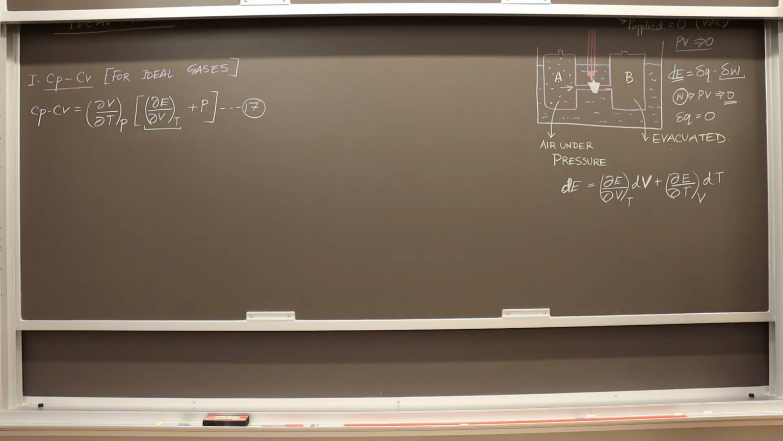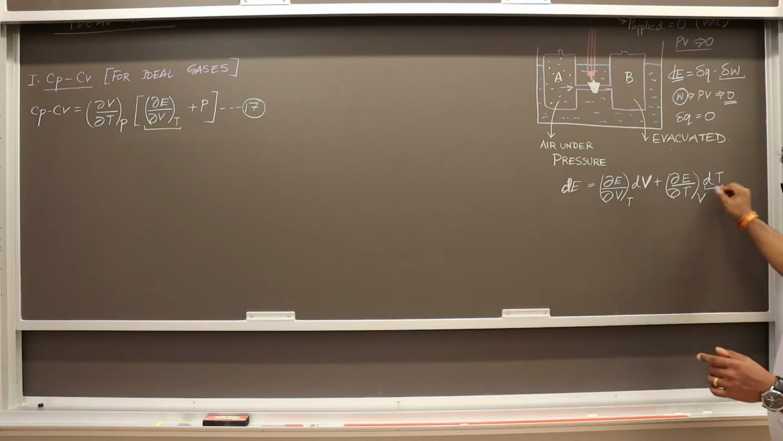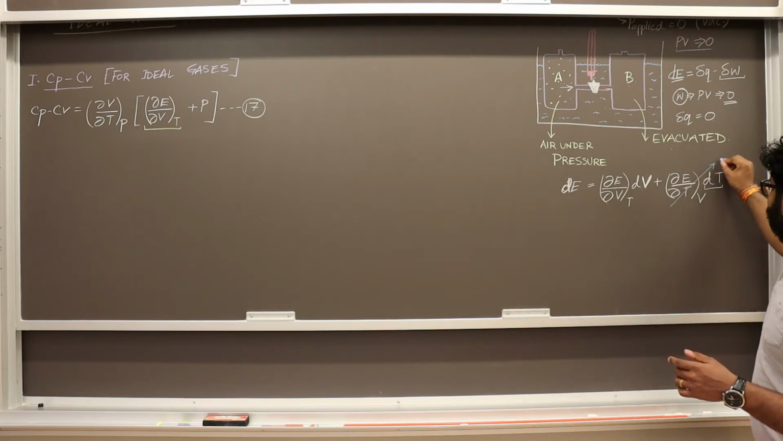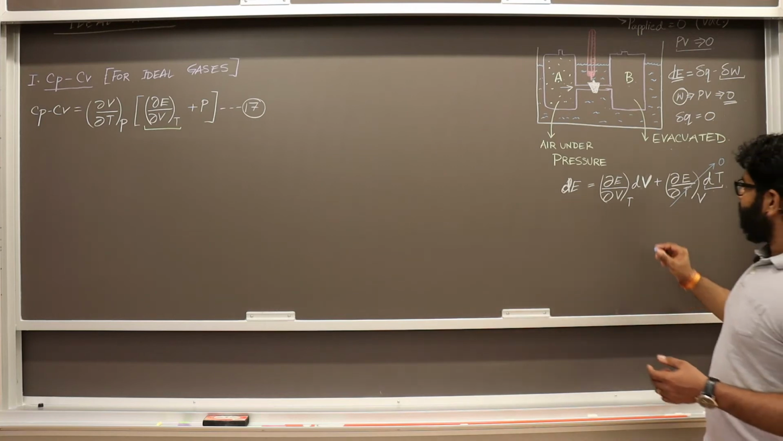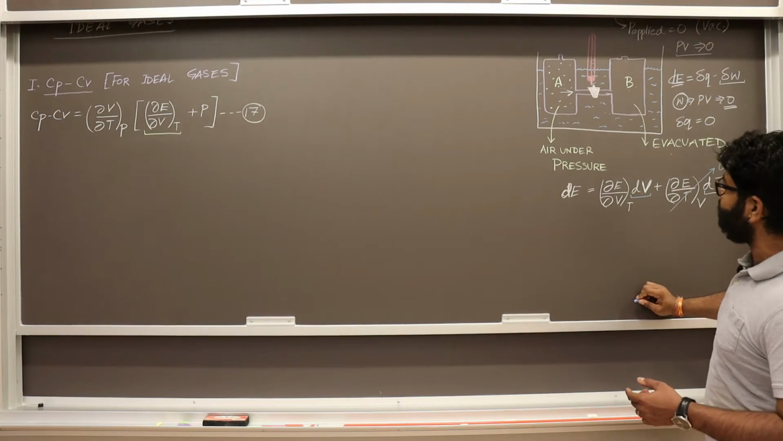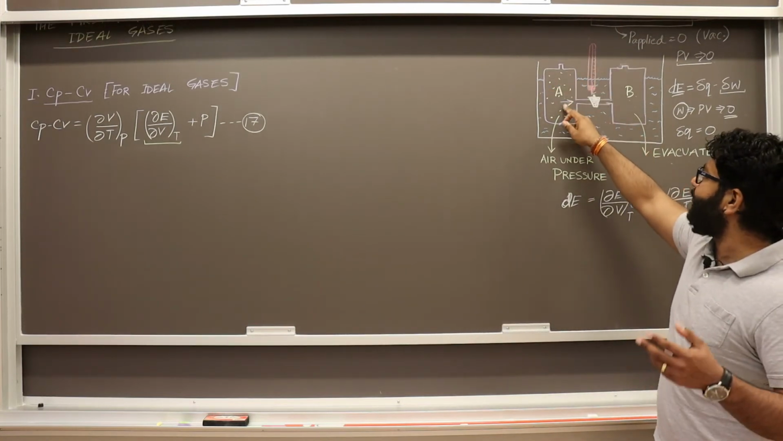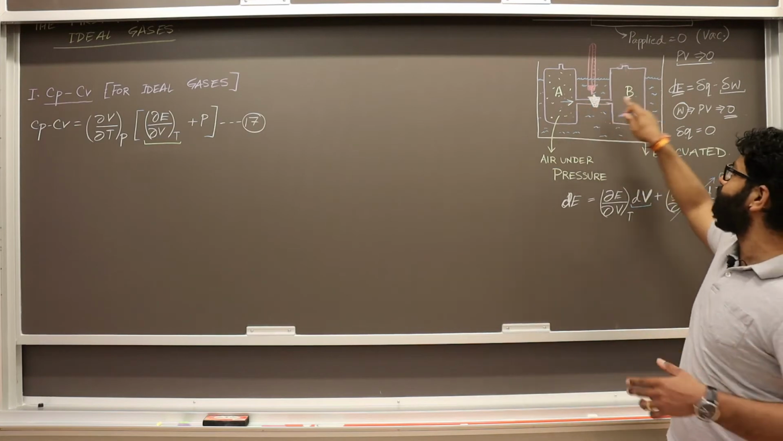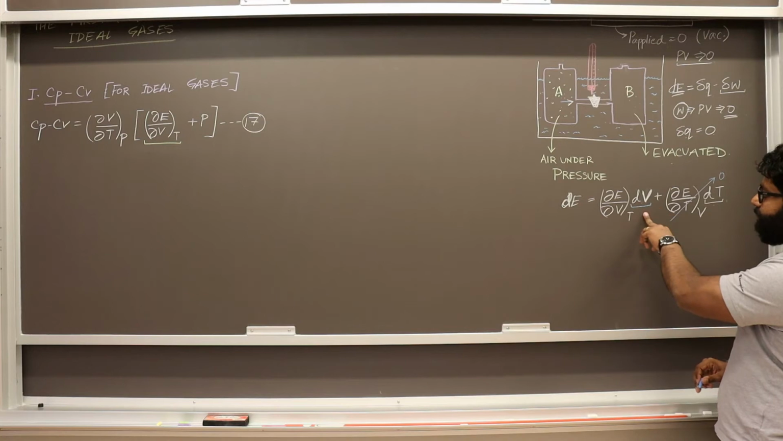Okay, now we know that there was no change in temperature. So dT itself becomes 0. Okay? Now, we see that there was an expansion of the gas, right? So the gas had some amount of volume in here, and the gas expanded when it moved to B. So dV is a positive number. It is a non-zero number.